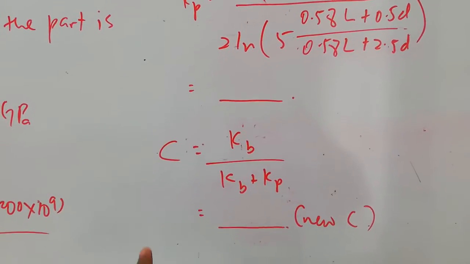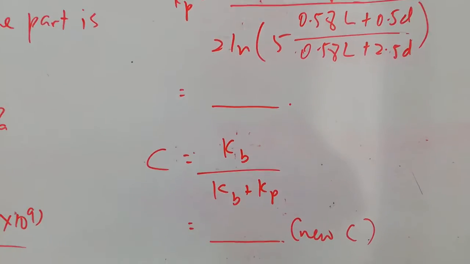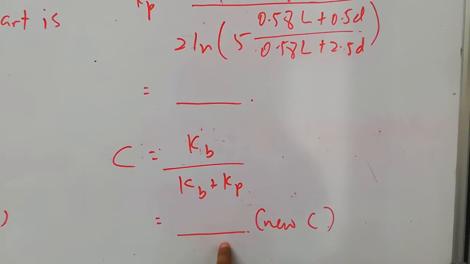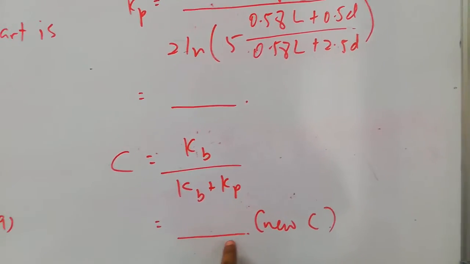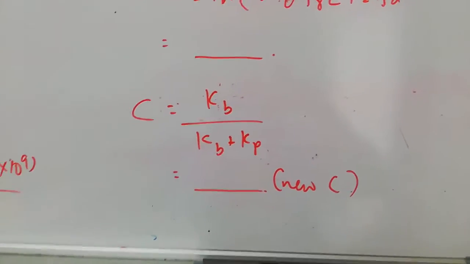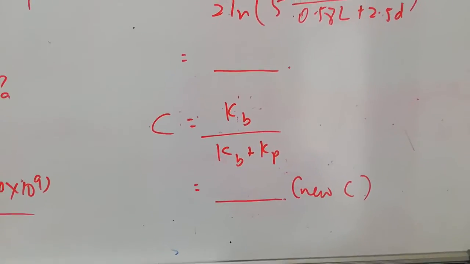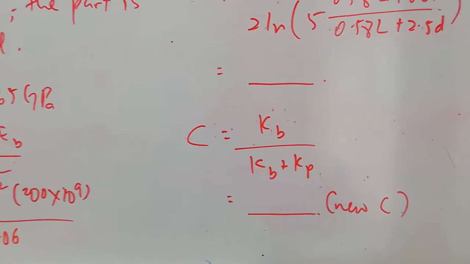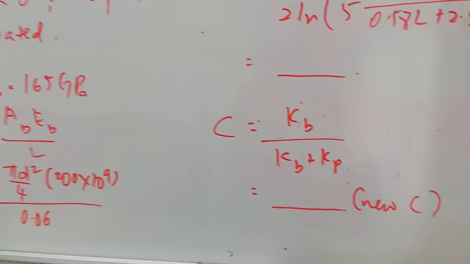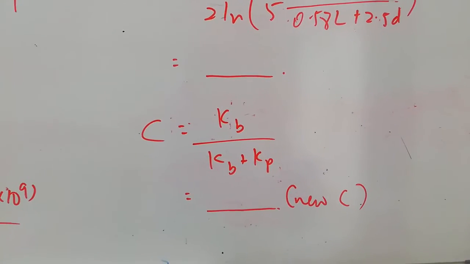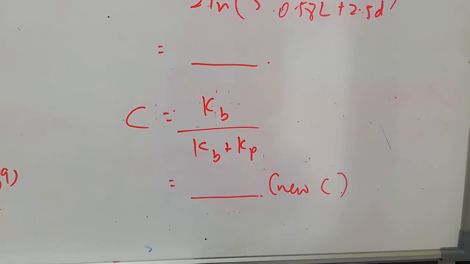After that, we determine the joint constant, C equals Kb over Kb plus Kp, and we get the value of C. This C is the new C. It's not the same as the previous C. After we have determined the new C, the recommendation for this connection is to increase the number of bolts. So that's our recommendation.